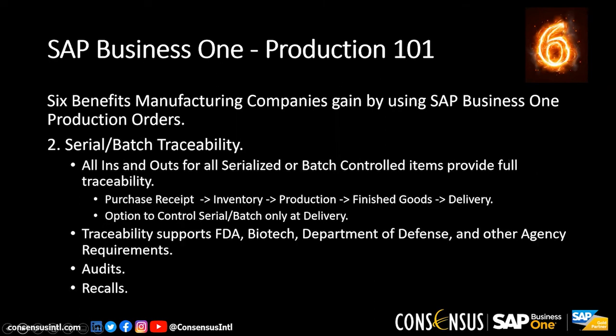Next, batch traceability, again, very important for any compliance or agency needs or any other traceability requirements that you have. All the ins and outs for serialized and batch controlled items are going to be provided full traceability within the production order. So as you're doing purchase receipts and inventory production, finished goods, that full perpetual inventory, if you're using production orders, will not be broken. All of those requirements that you have for FDA, Biotech, Department of Defense, and other agencies will be very well met with the traceability that's provided within SAP Business One. It's really going to help you out with audits and recalls as well.